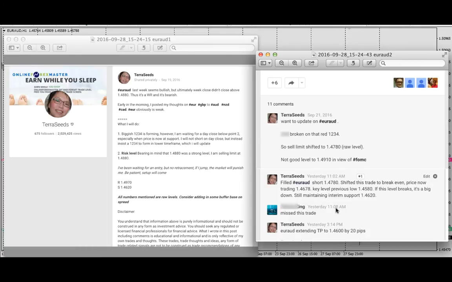Now I also have the target profit extended to 1.46 even by another 20 pips more yesterday in the afternoon after seeing the strong momentum in EURAUD. So the recap, we have shorted this trade at 1.4780, that's on the 26th of September, but I posted the sell of EURAUD on the 21st of September, which was 1.4780 to sell. And the trade was filled on the 26th of September, and the profit target has been shifted from 1.4620 to 1.46 even yesterday.